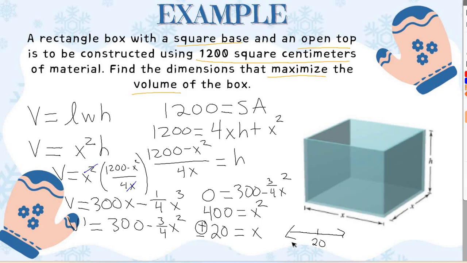So technically this stops at 0, right? Because we don't care about the negative stuff. So what is something that's in between 0 and 20 that's going to be easy to plug in? 1's pretty easy, right? If I plug in 1 into my derivative, I have 300 minus 3/4. Is that going to be positive or negative? It's positive. Okay.